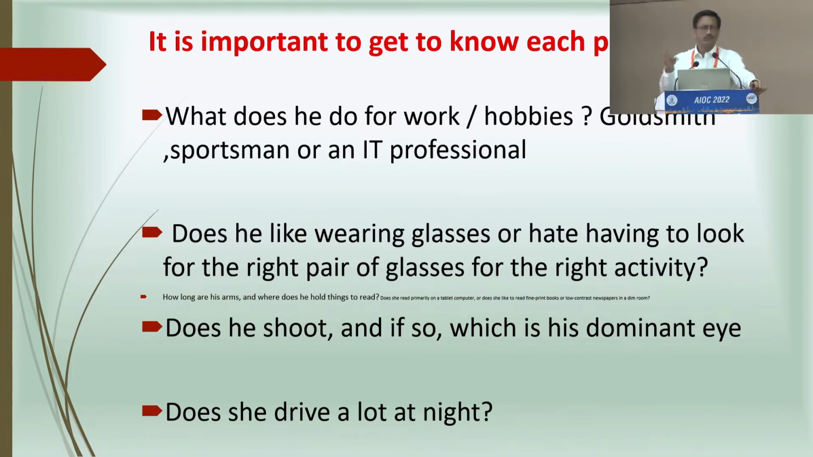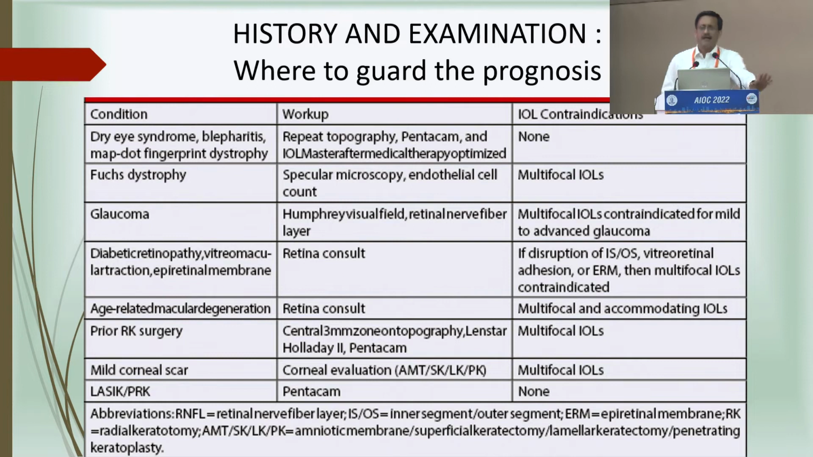What does he do for his living? What are his or her hobbies? He's a goldsmith, a sportsman, or a hardcore IT professional. Does he like glasses, or does he dislike glasses? Is he a shooter? In which eye does he take aim? Does he or she drive at night? If you keep all these things in mind, it will help you come to a diagnosis and help you select the proper lens.